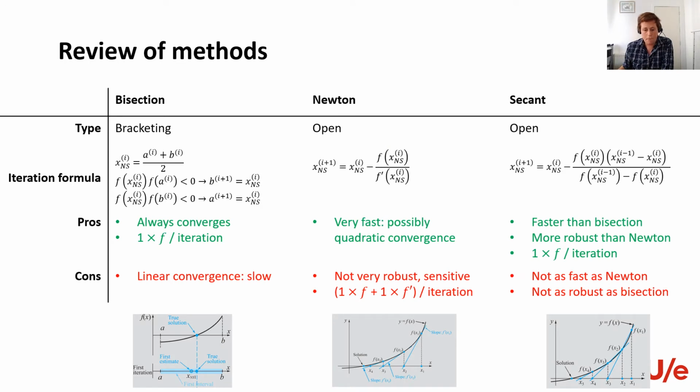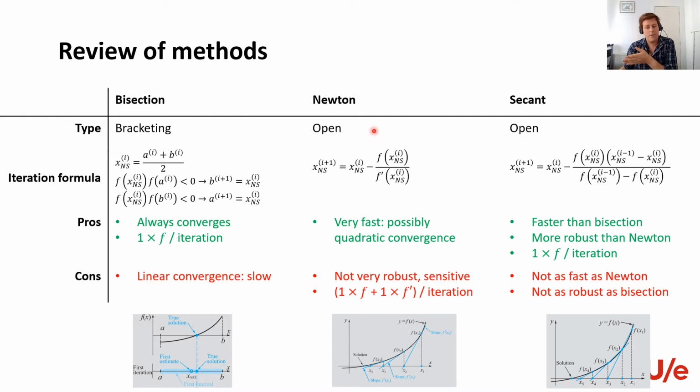Let's give a brief overview of the methods that we looked into so far. So we discussed the bisection method, which is a bracketing method. It constructs an interval in which the solution to the nonlinear problem is contained, and it tries to reduce the size of that interval in every iteration. And this is how it can be programmed mathematically. It always converges, and it's quite cheap, but has very slow convergence, linear convergence.